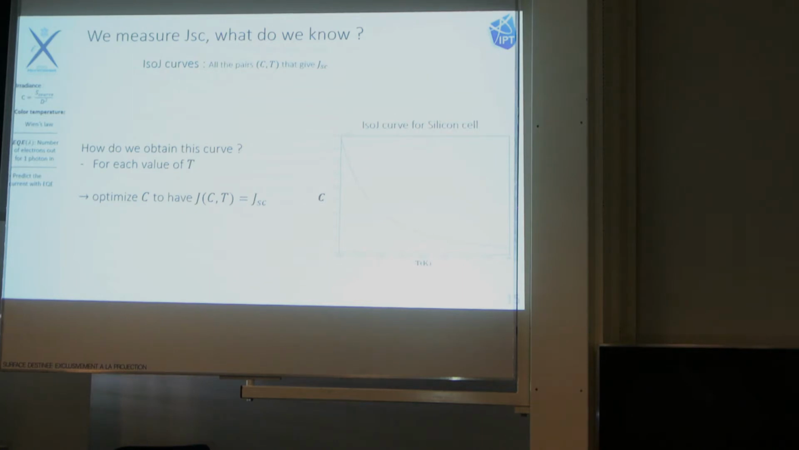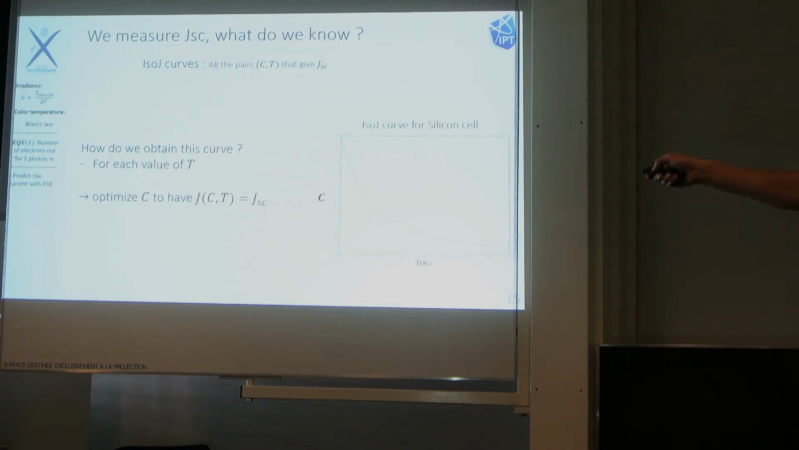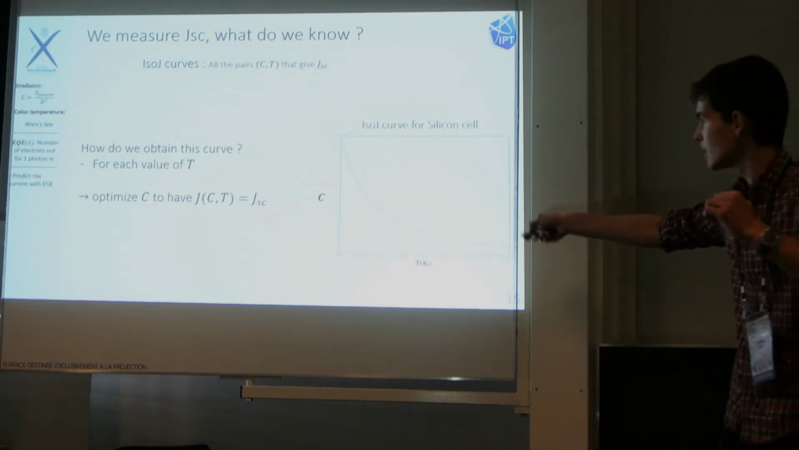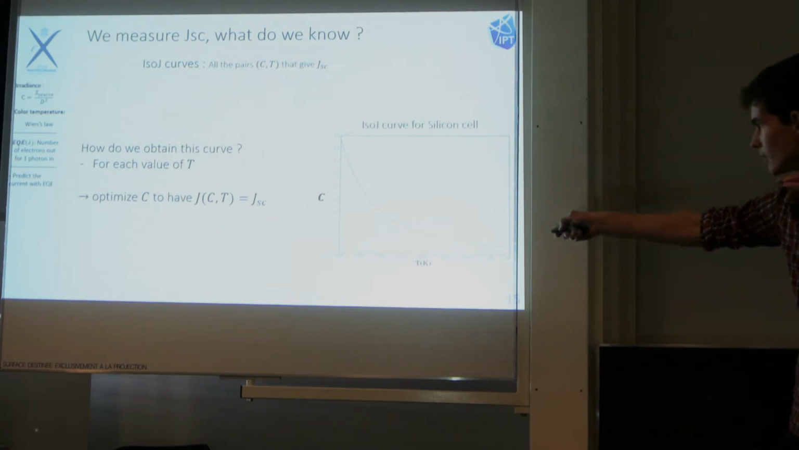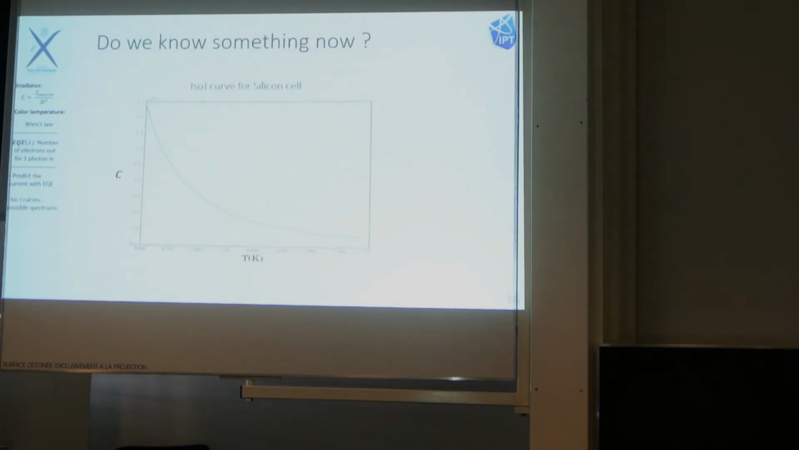In fact, we see that there are several spectra that can give us one current. And this is well represented by these iso-G curves, the isocurrent curves. Here we have the irradiance parameter and here the temperature parameter. This is given for one measured current. These are all the spectra that can give us this current in this solar cell, using the measurement of quantum efficiency. So now, do we know something?